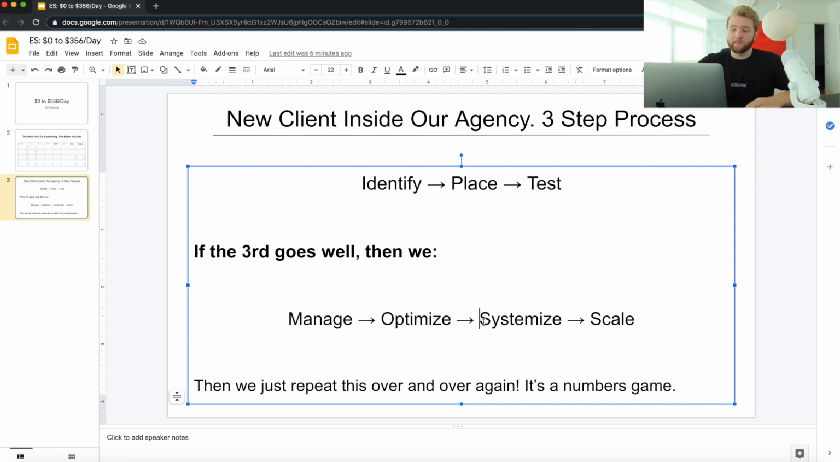Then we'll start systemizing. Okay, so when you want to systemize, this is where you start making sure the processor is handled. You make sure the suppliers are taken care of. You make sure that there's a good plan in place for the support as you start to scale.